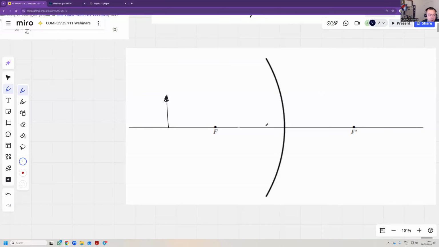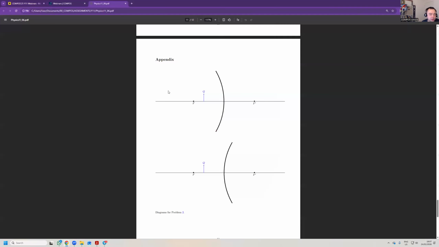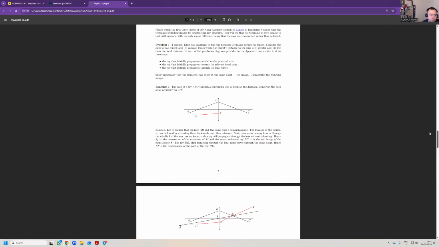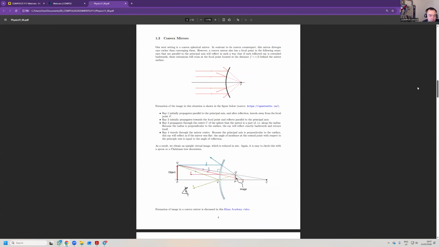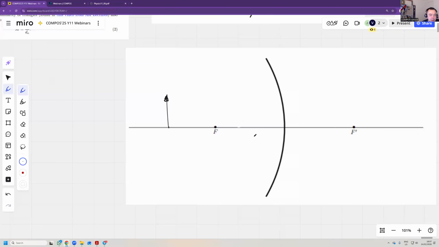And there is the radius of curvature. If this is the focal point, then a distance twice the focal point is the center of the circle. So the mirror is a sphere, and C is the center of that sphere. That's the imaginary sphere.